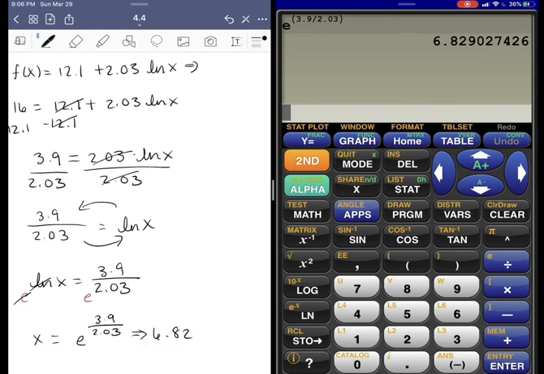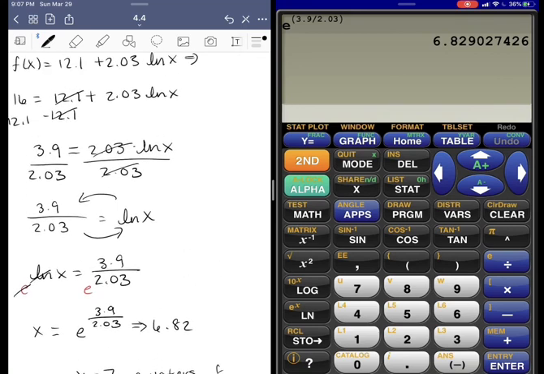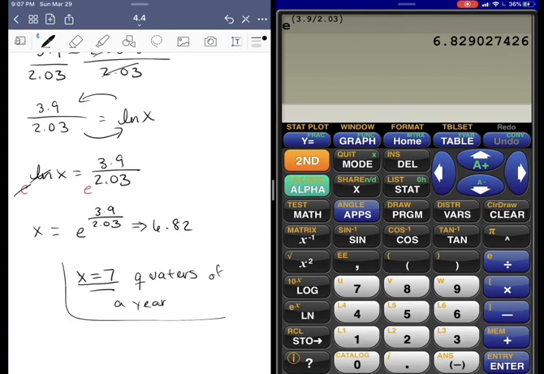Now, this was first quarter, so we're dealing with quarters. So let's round this to 7, which means it would take 7 quarters of the year for this to happen.